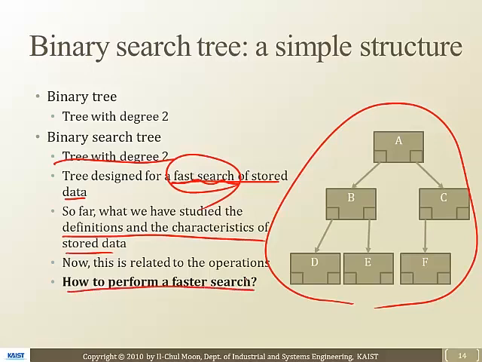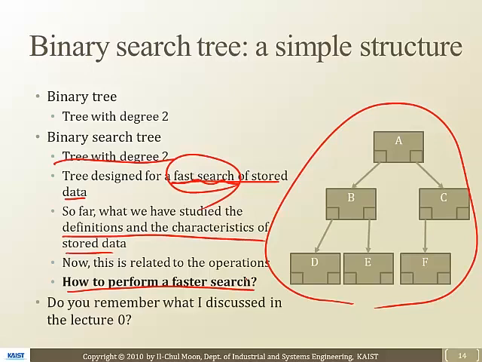How to perform a fast search? It's called a binary search tree, so it must have an advantage in search. It must have the search speed. How does it support the faster search? That's our initial question, right?